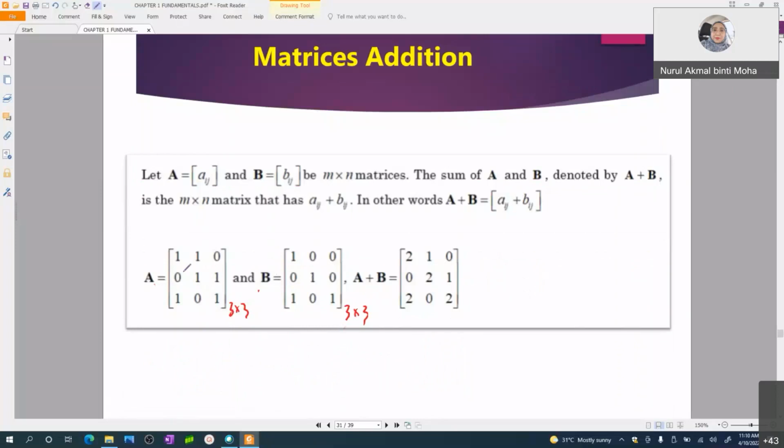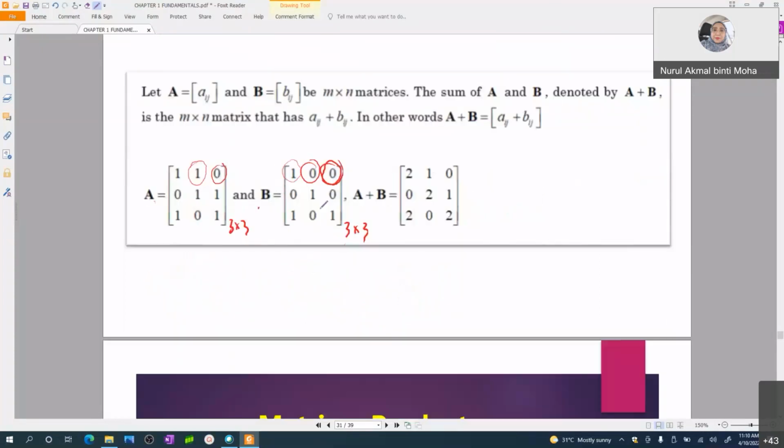For the addition process, you can just add up the corresponding elements. So this element must be added with this element, this element here you must add with this one, 0 here, and this one here you have to sum up with this one. So that is addition. Additions and subtractions are almost the same, except that instead of plus, you now have to subtract. But the sizes of the two matrices must be the same.